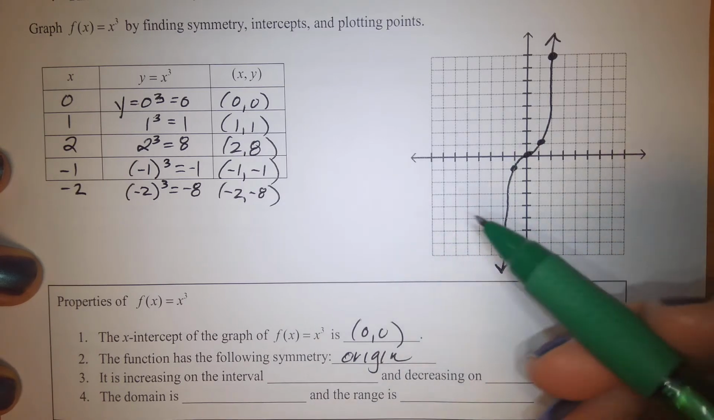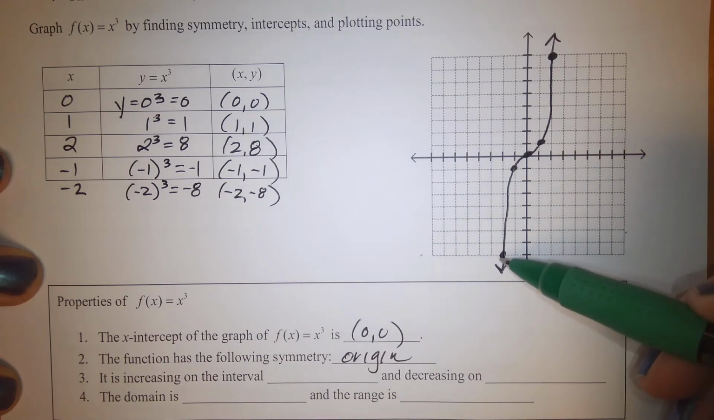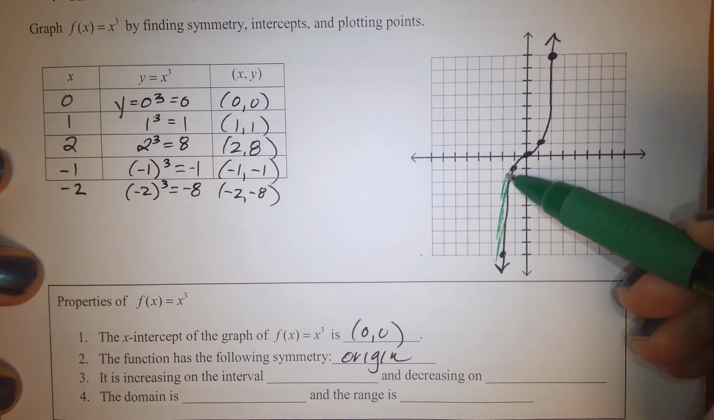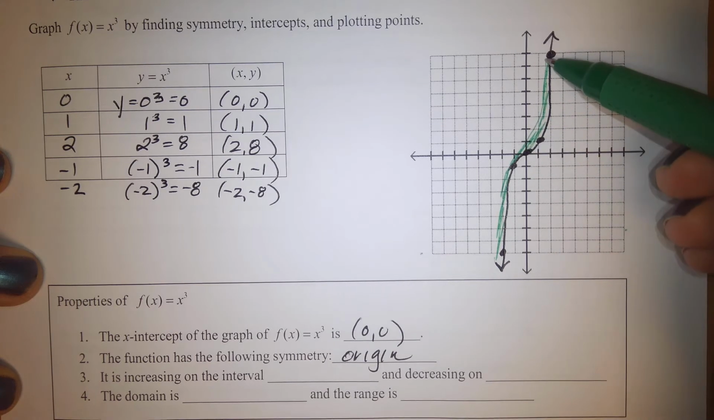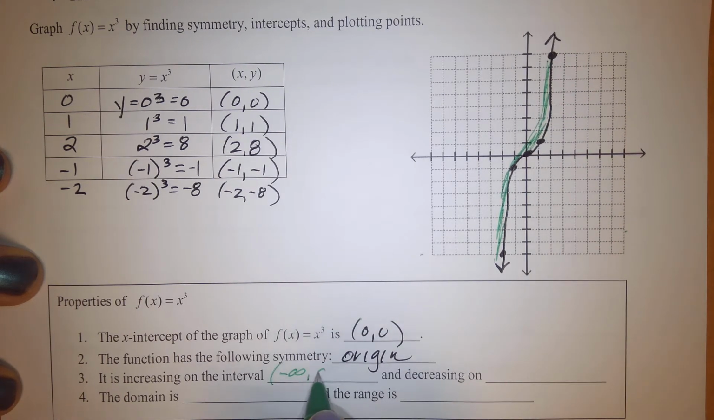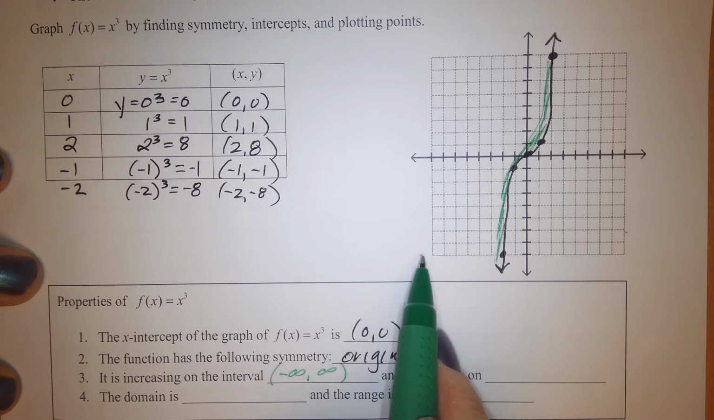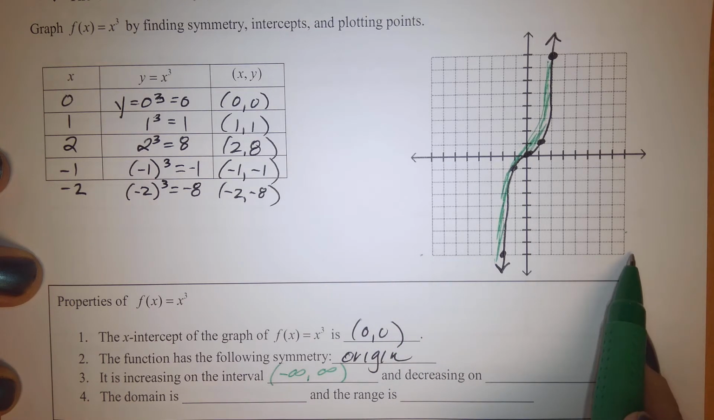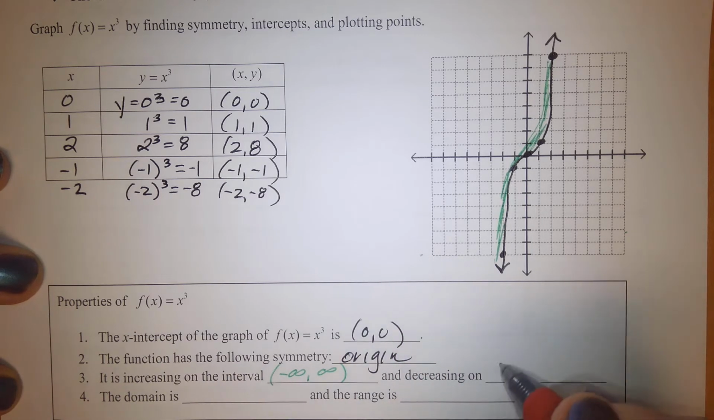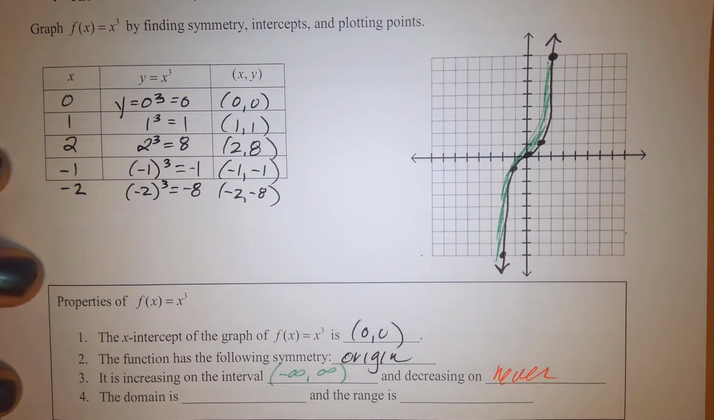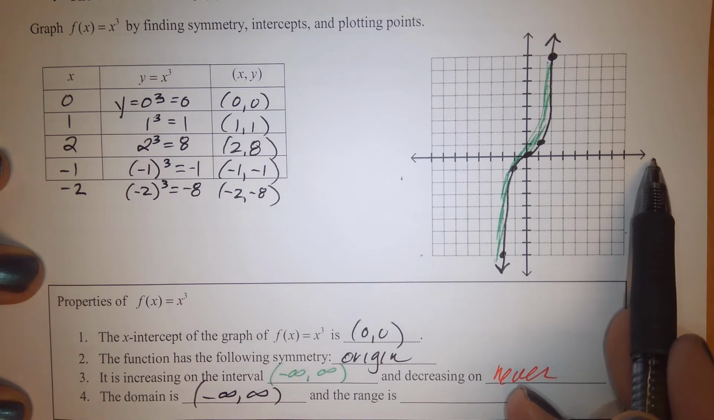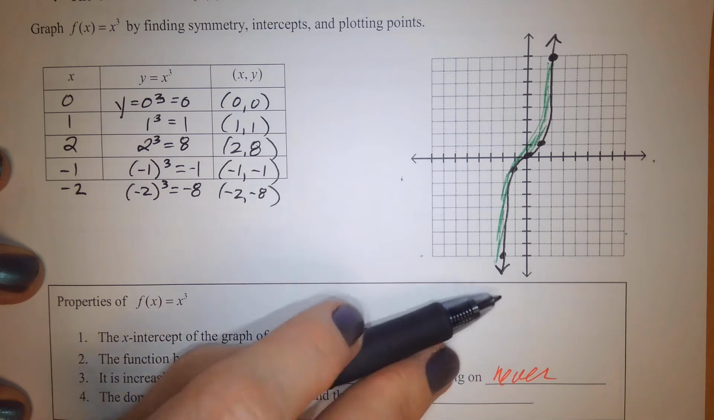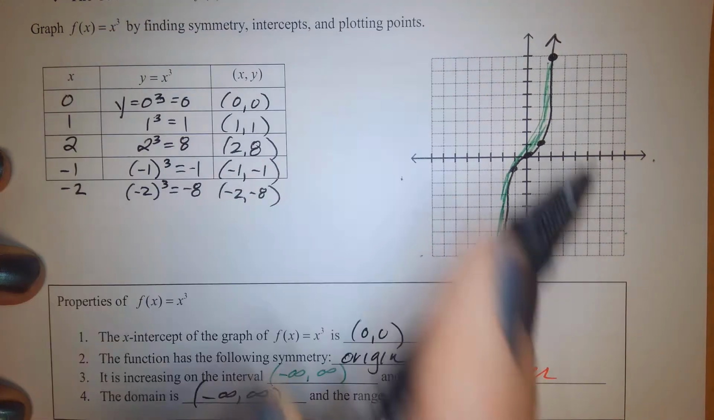You can see that this graph, as I move from left to right, I am increasing over the whole interval. It's continually going up the whole time. So it is increasing over the interval from negative infinity to positive infinity for x. It is never decreasing. The domain is all real numbers, because you can see it starts at negative infinity and it goes all the way to positive infinity. And the range starts at negative infinity and goes to positive infinity as well.